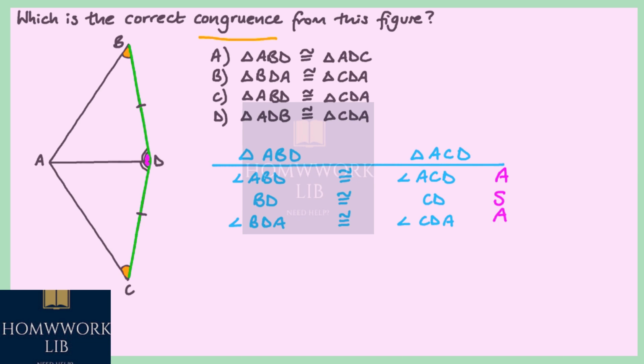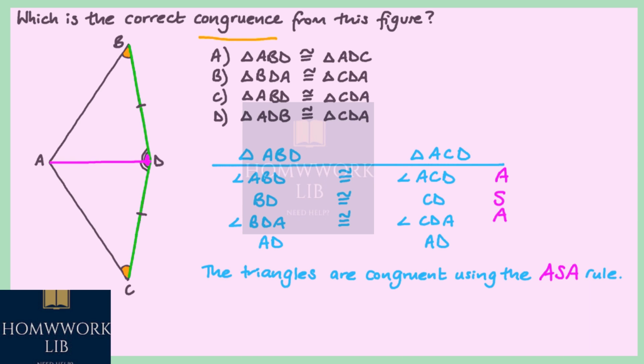This means that we have found two pairs of corresponding angles congruent and an included pair of corresponding sides congruent. We could then say that these triangles are congruent using the ASA or angle side angle rule. We might also notice that we have a line AD which is common to both sides, meaning that we've actually found another pair of congruent sides. So we could have alternatively said that these triangles are congruent using the side angle side rule.